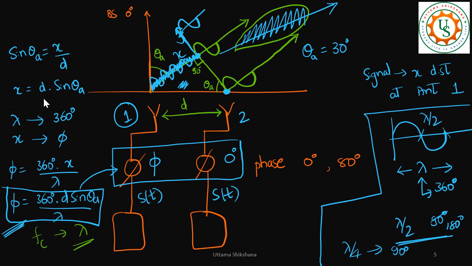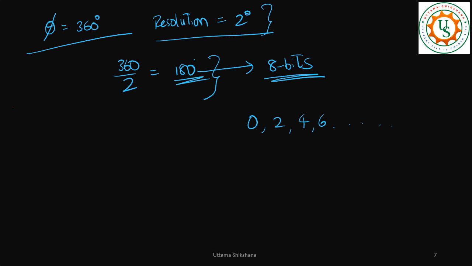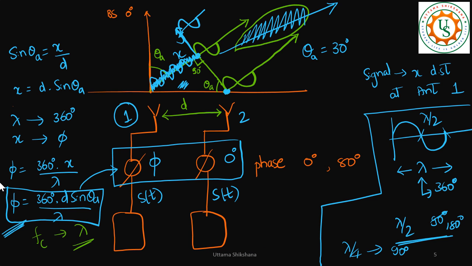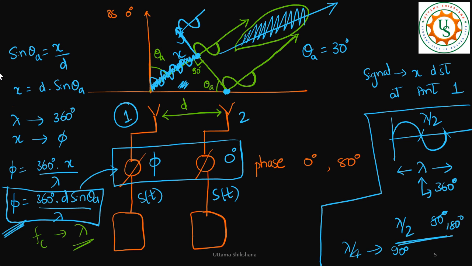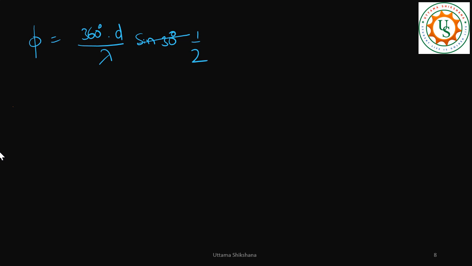So what is actually sine 30 degree? Okay, so I'm just calculating sine 30 degree. So let us substitute here. I need to calculate this phi value. Phi value is 360 into d by lambda into sine 30 degree. So this sine 30 degree is actually 1 by 2. Usually the distance between the antenna, in most of the cases d will be equal to lambda by 2, approximately. This would be the standard in majority of the cases, so I would go by that. So usually this d distance between antenna is lambda by 2.